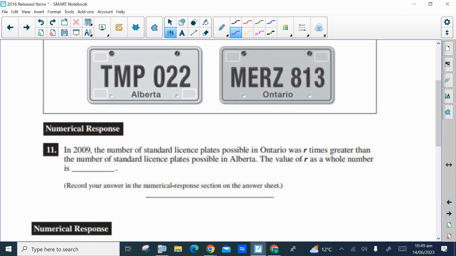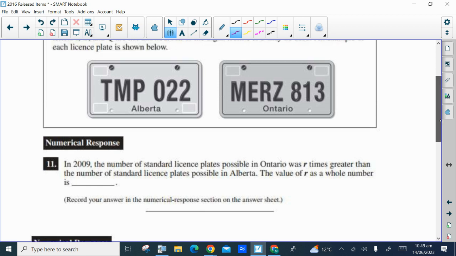The question says in 2009, the number of license plates possible in Ontario was R times greater than the number of license plates possible in Alberta. What is the value of R? So we'll have to find how many were possible for each province and then divide. Divide the number possible for Ontario by the number possible for Alberta. That'll tell us how many times greater the number was from Ontario.